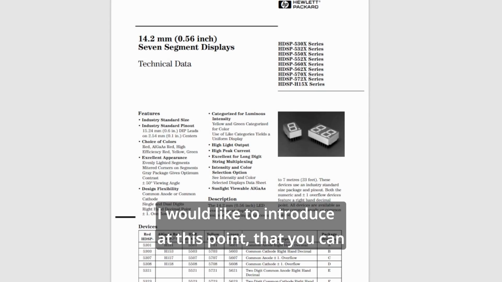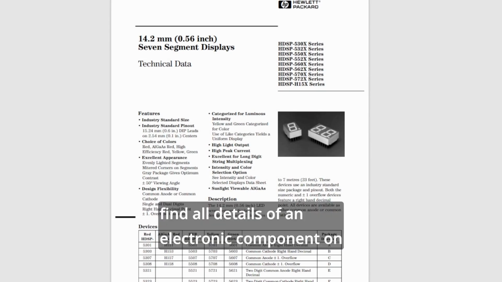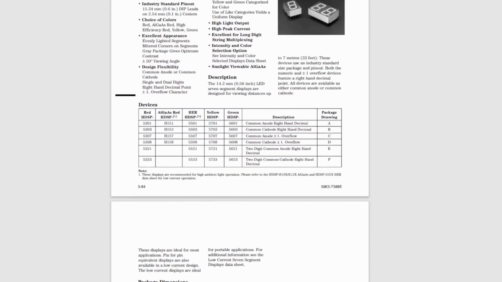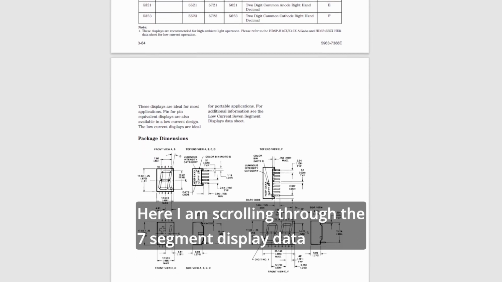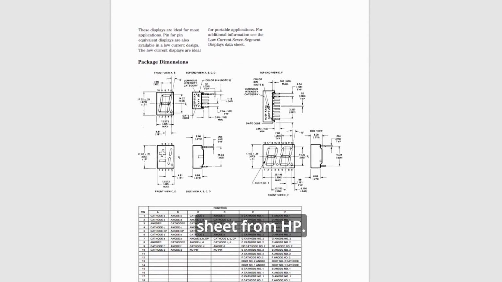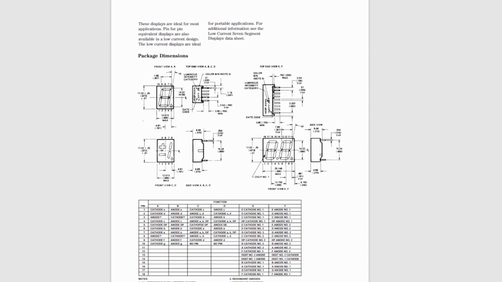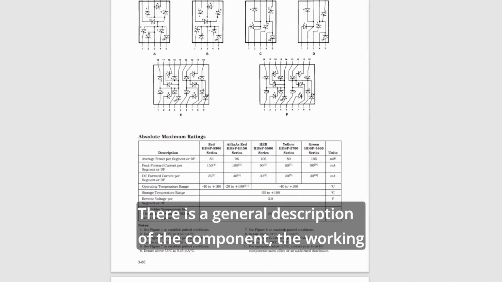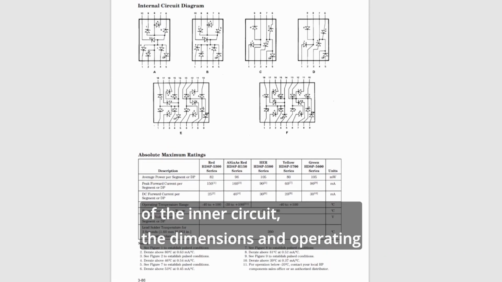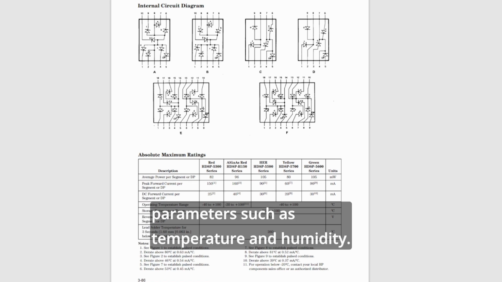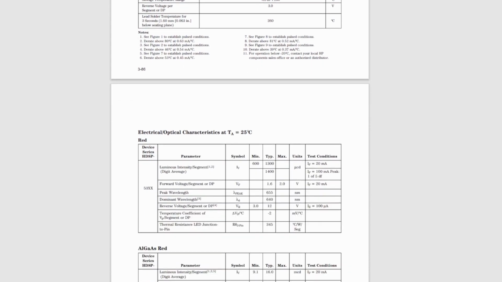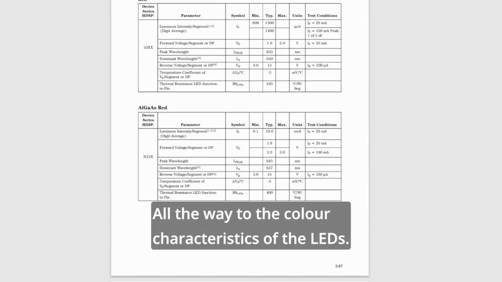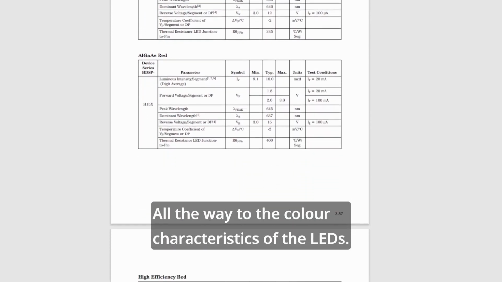I would like to introduce at this point that you can find all details of an electronic component on a datasheet. Here I am scrolling through the 7-segment display datasheet from HP. There is a general description of the component, the working of the inner circuit, the dimensions, and operating parameters such as temperature and humidity, all the way up to the color characteristics of the LEDs.